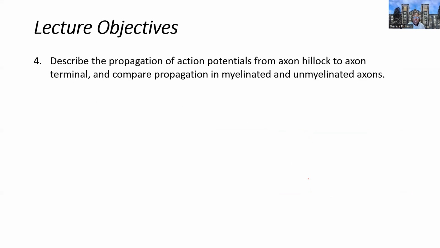Let's go to objective number 4. So we're going to describe the propagation of action potentials from the axon hillock to the axon terminal, and then we're going to compare what happens in myelinated versus unmyelinated axons.